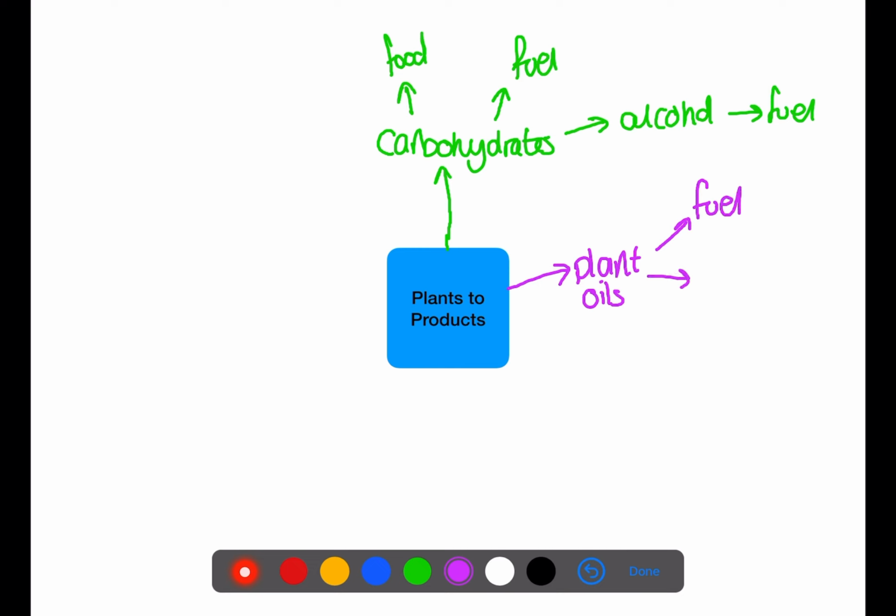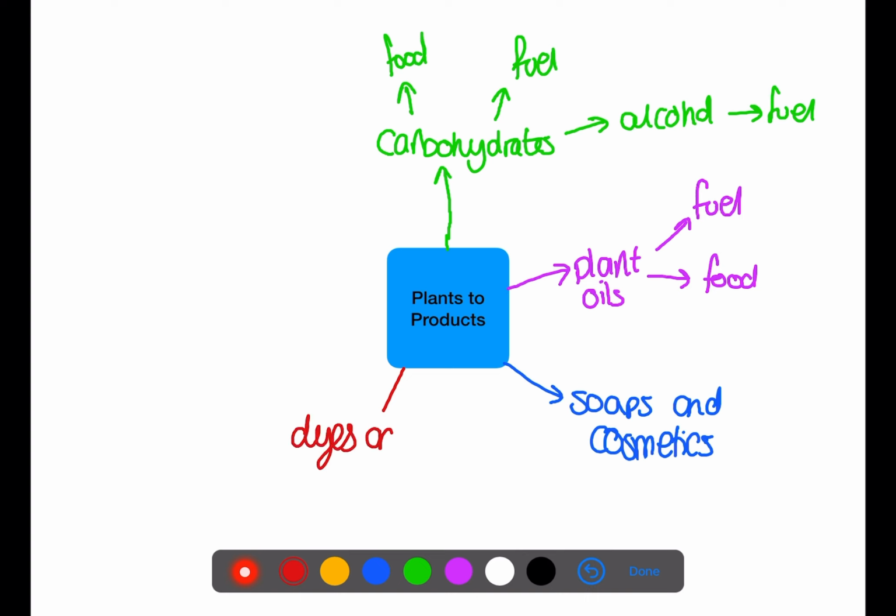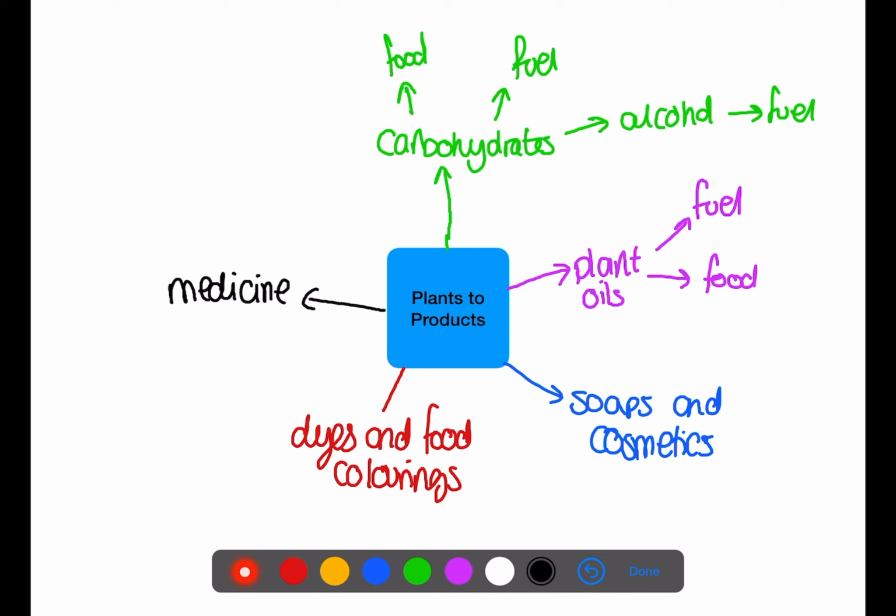We can extract different compounds from plants, such as fragrances. We can then use these in cosmetics, like soaps. We can extract colour compounds from plants, which can then be used as dyes and for natural food colourings. Compounds extracted from plants can also be used as the basis for medicines. Around 30% of medicines have some form of extract from plants. This is what we will focus on for the rest of this video.